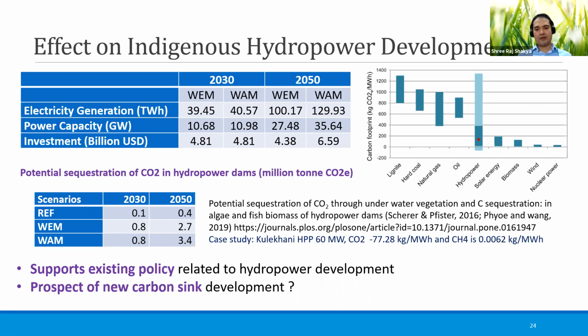In the case of Nepal, the study has found that storage type hydropower can even act as a sink for carbon dioxide. So it is very good news. If you consider that sink, the hydropower development under this net zero emission can even sequester nearly 3.4 million tons of CO2 equivalent by 2050.